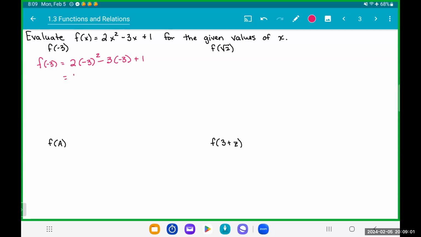So this equals 2 times -3 times -3, which is 9. Minus 3 times -3 gives me a positive 9. And then we have this plus 1. Now we have 2 times 9, that is 18, plus 9 plus 1. When we simplify all of that, we get 28. So when I plug -3 into that function, I get out positive 28.